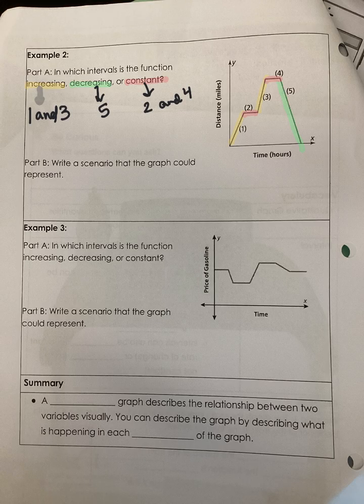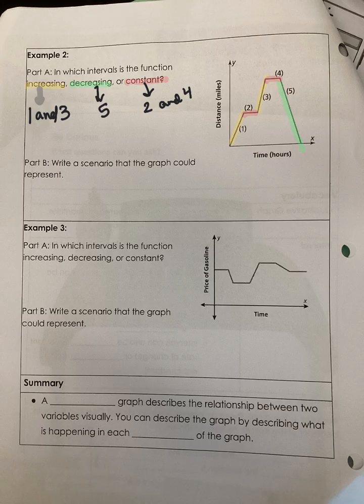So what you can see is that in intervals 1 and 3, the distance you are away from the place that you started is increasing. You're increasing your distance away from where you started because it's going up. So the distance away is going up.